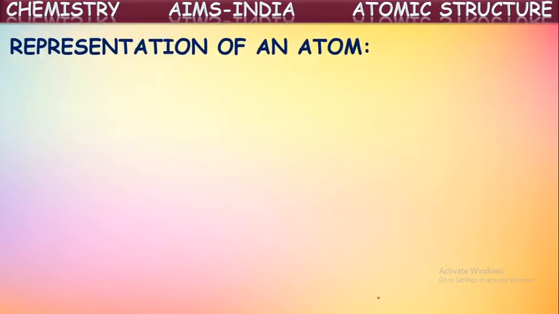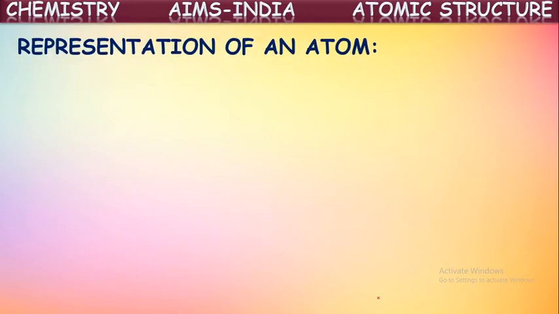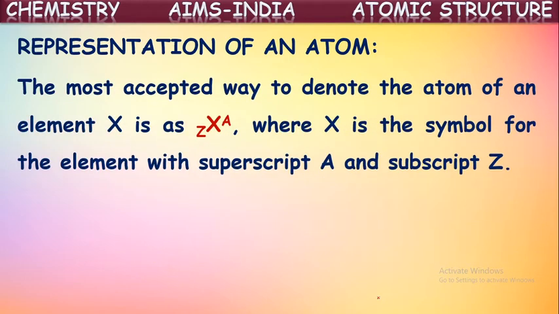Okay. Next, representation of an atom. By using these atomic numbers and mass numbers, we can represent an atom. The most accepted way to denote the atom of an element X is ZXA. See here, generally atoms are represented in this way. Here, X represents the symbol of that element, and Z is written at the subscript, at the left side.